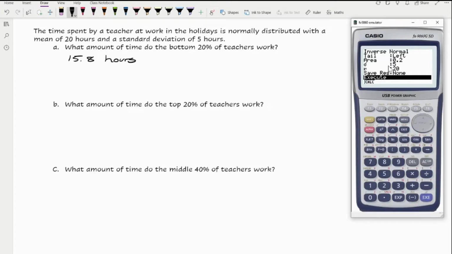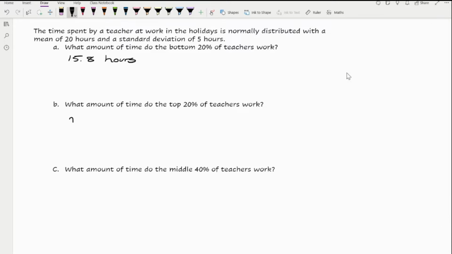Looking again at now my top 20% of teachers. If my tail was to the left for my other one, that means I now need my tail to the right because I'm looking at the top 20%, if we were to look back at our normal distribution curve diagram. Everything else is still the same though, so I'm going to go to where it says execute, and in this case it says the top 20% of teachers work 24.2 hours.